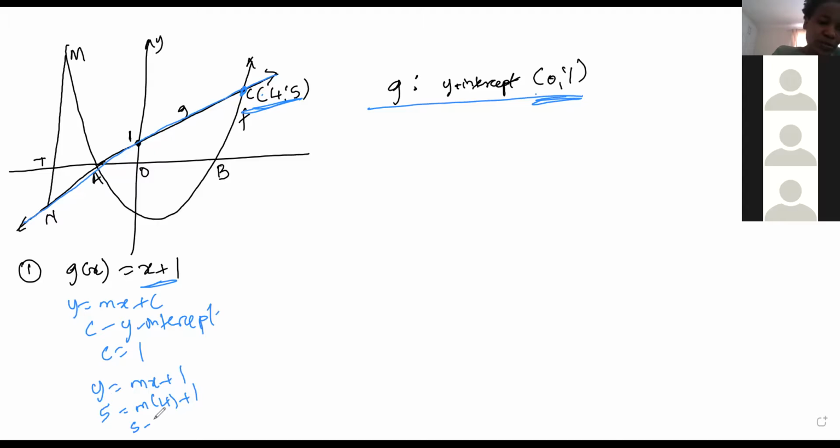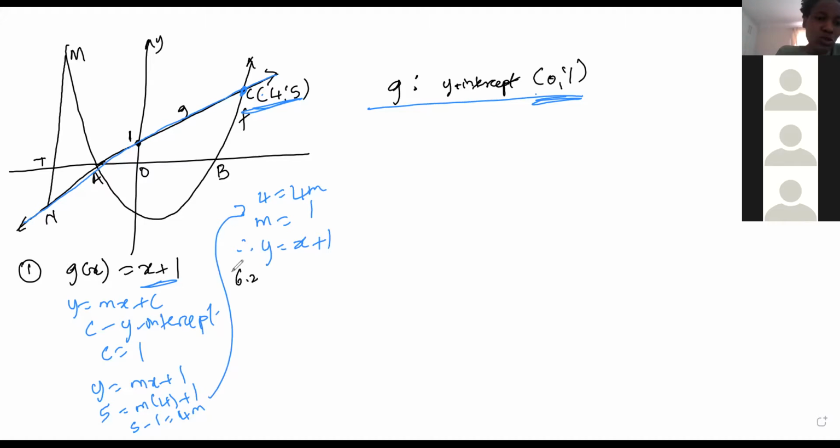It gives me 4M, so that means 4 is 4M. Can you see now the value of M is 1? Therefore, this equation is X plus 1. Okay, so that's question number 1.